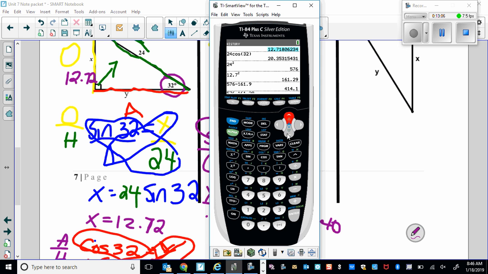So you're going to clear this out. All right, let's go down all the way down.